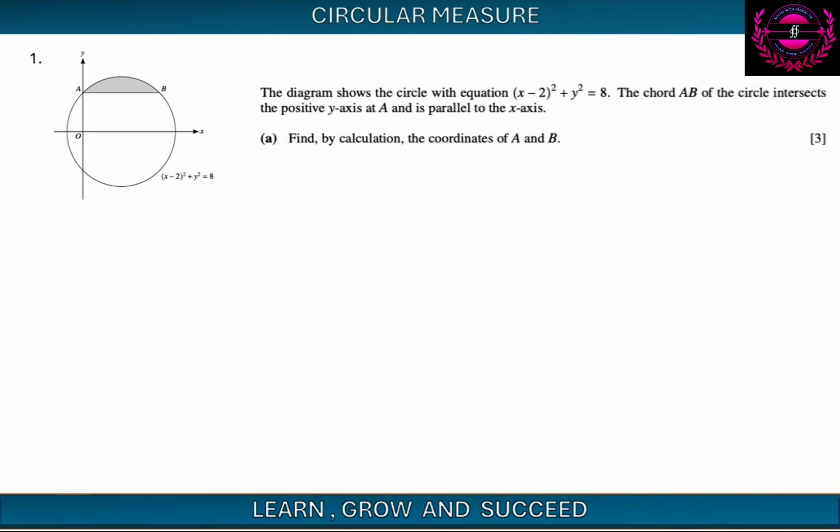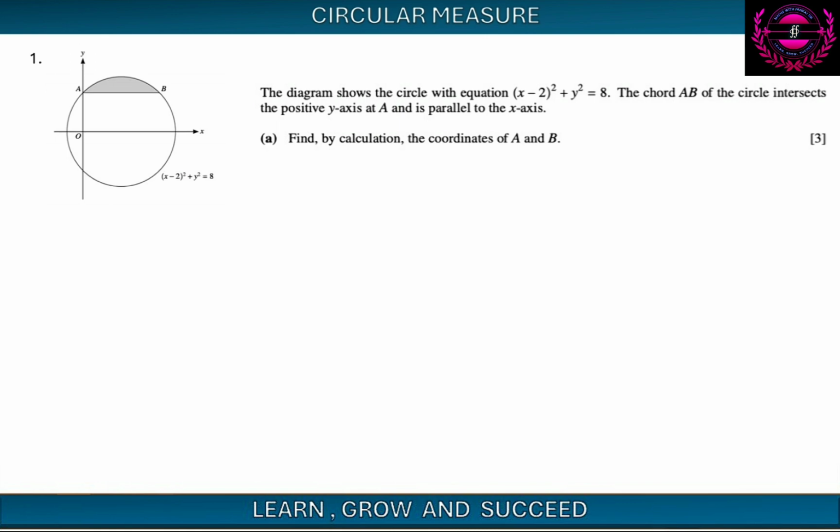The diagram shows the equation of a circle (x minus 2) whole square plus y square equals 8, and the chord AB of the circle intersects the positive y axis at A and is parallel to the x axis. So find by calculation the coordinates of A and B.